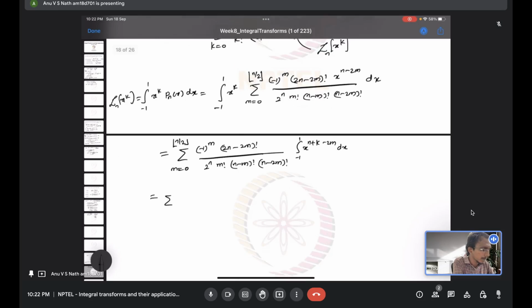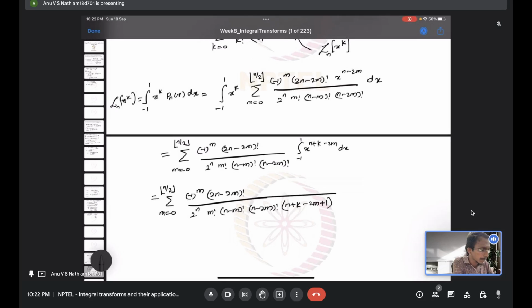So again we will write the prefactors unchanged. Minus 1 the whole raised to m, (2n minus 2m) factorial by 2 raised to n, m factorial, (n minus m) factorial, (n minus 2m) factorial. Then the integration we can perform. So it's x raised to n plus k minus 2m plus 1 divided by the factor, so n plus k minus 2m plus 1 will appear in the denominator. In the numerator we have x raised to n plus k minus 2m plus 1, but the limits are applied from minus 1 to plus 1.